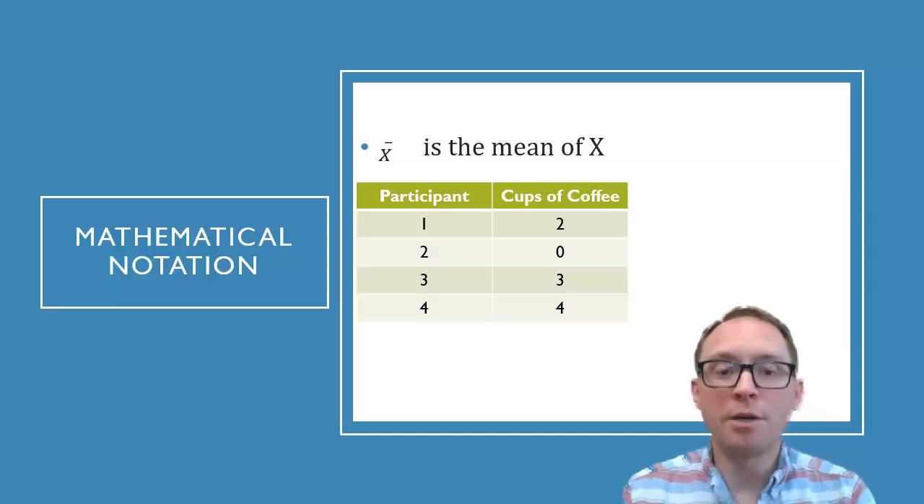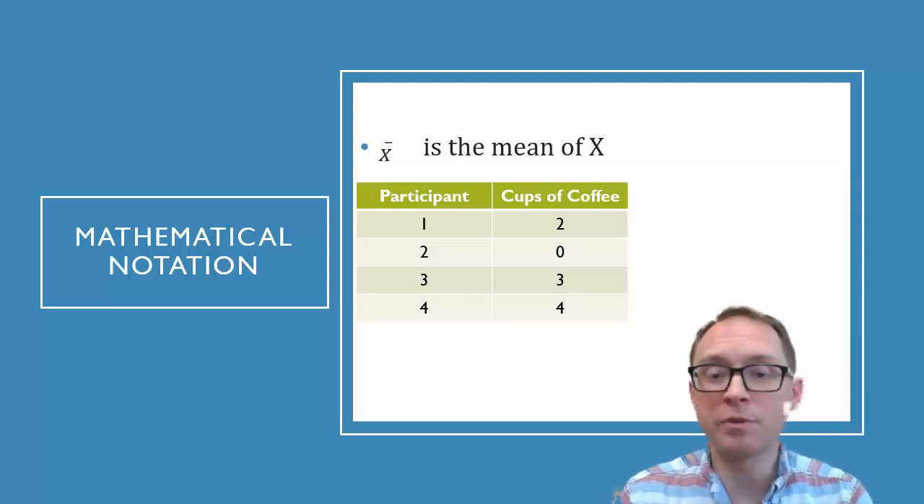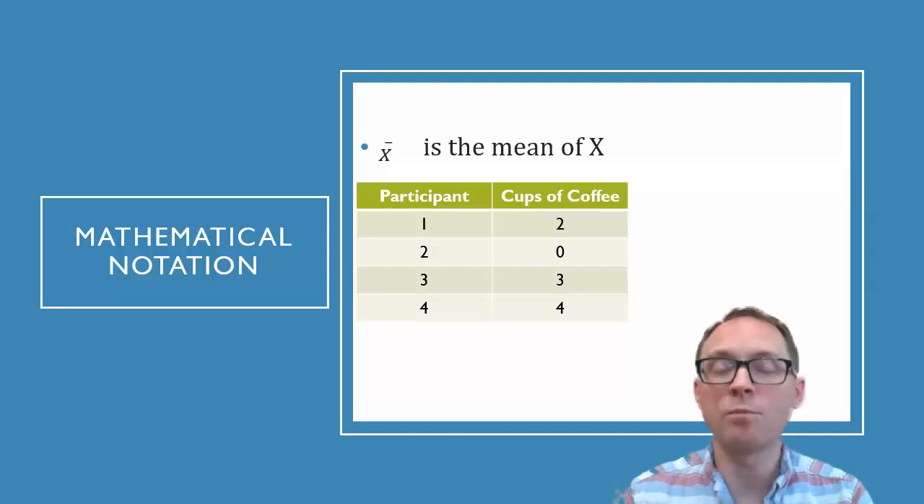X bar, you see that little bar on top of the x? X bar is the mean of x. The mean is the average. So X bar is the mean of X. Now remember, X is not the participants, it's the cups of coffee. I want the average cups of coffee. So what is X bar is how we say that. What is the mean of X?